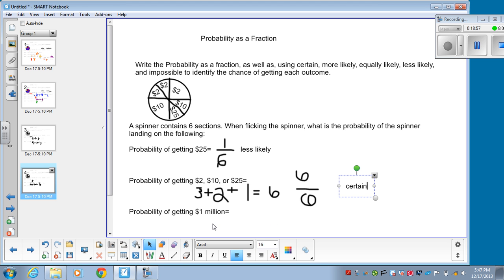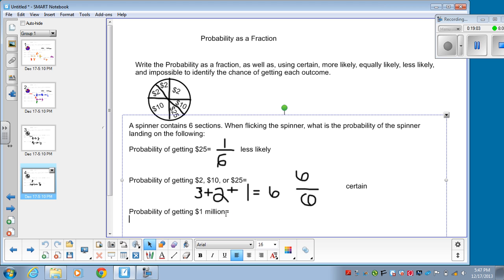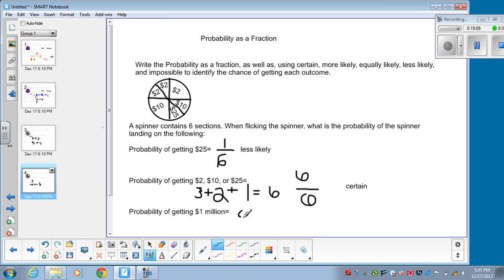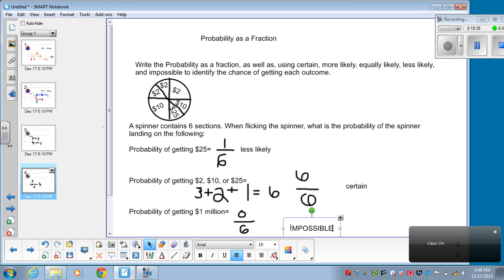How about the probability of getting $1 million? How many times do we see $1 million? Yes, unfortunately, it is 0. If I had $1 million out of a total of, you're correct, 6. So could we ever win $1 million on this show? Say if it was at Dave & Buster's Spinning the Wheel, or at Wheel of Fortune, or The Price is Right. Unfortunately, yes, you're correct. The answer is impossible. Unfortunately, it is impossible for us to win $1 million.